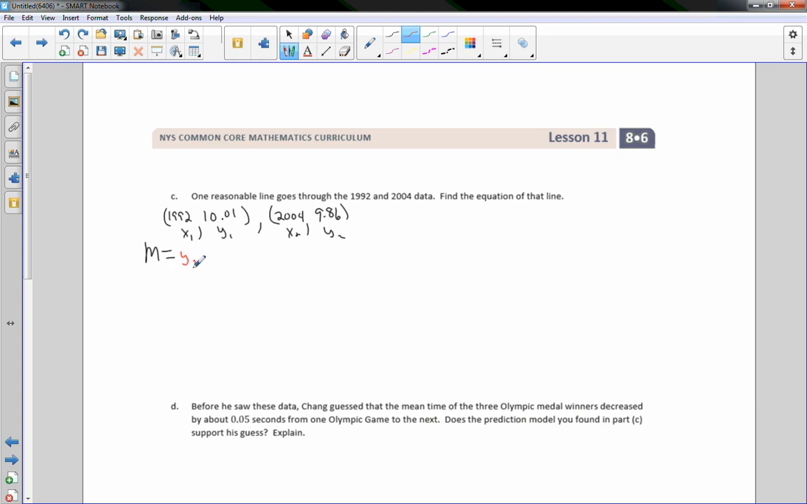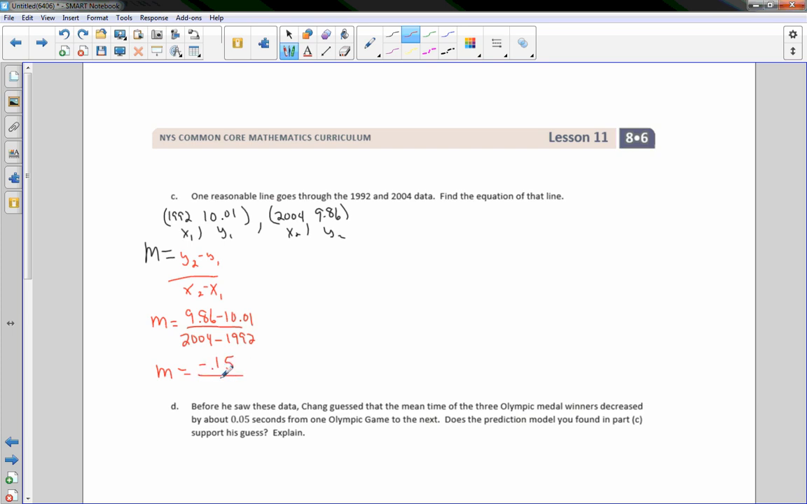So we take y2 minus y1 divided by x2 minus x1. So my slope is going to equal y2, 9.86, minus y1, 10.01, and then 2004 minus 1992. Okay, and we're going to simplify that. Rather than bringing up the calculator, I'm just going to calculate it here. So 9.86 minus 10.01 comes out to be negative 0.15.